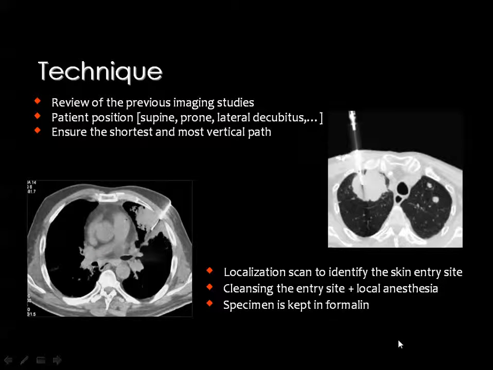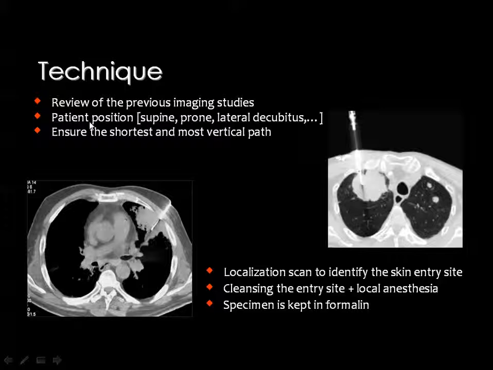And here, this is the technique. You review the previous imaging studies. Then you put the patient in the position which is accessible for biopsy. And we have emphasized the importance of the accessibility of the lesion, or the intimate relation of the lesion to the chest wall, and also the absence of any emphysematous bullae or major vascular structures in the needle tract. And also you should emphasize that there is no bone or rib obstructing your pathway to the needle.